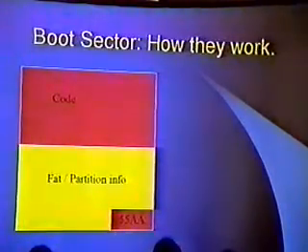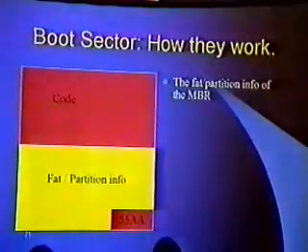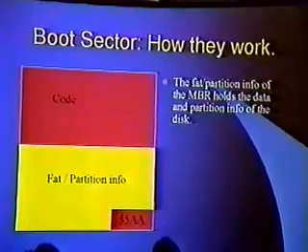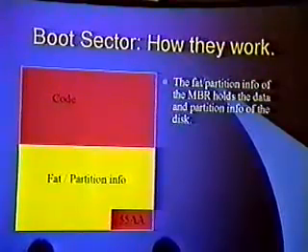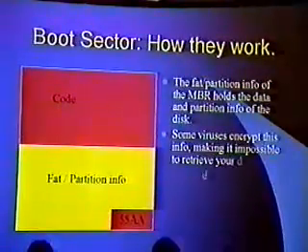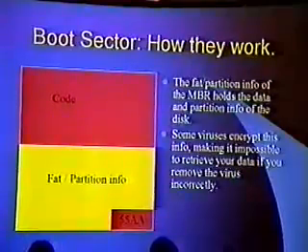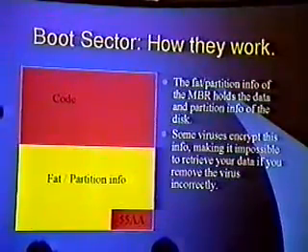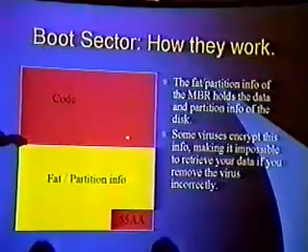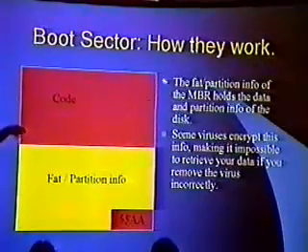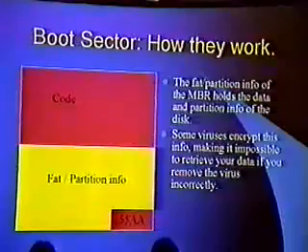I went for a different animation. All right, the FAT partition information of the MBR holds the data and partition information of the disk, which we covered earlier, remember? So it has all your directory structure and your tree structure in there. Now, some viruses are particularly evil. What they'll actually do is they'll encrypt the FAT and partition information. So the virus code would run, and at the end of the virus code itself, it would actually decrypt the FAT partition information and then run over to like sector 7 or 9 and actually run the boot sequence, and then your system would boot up.